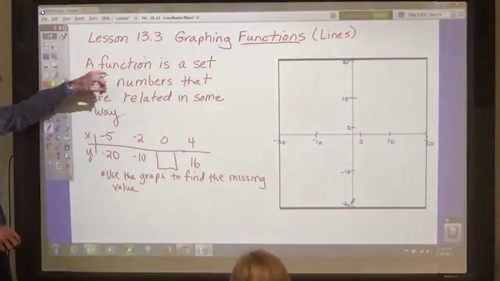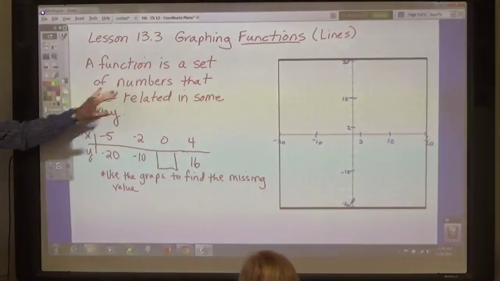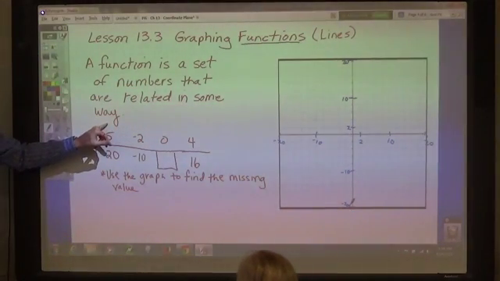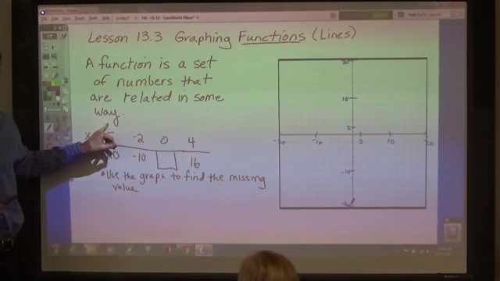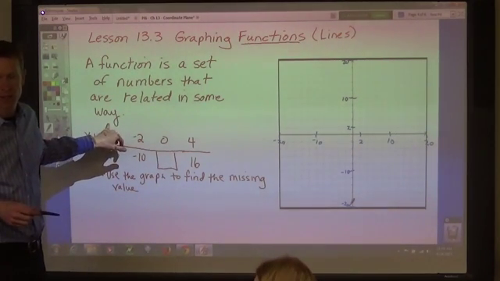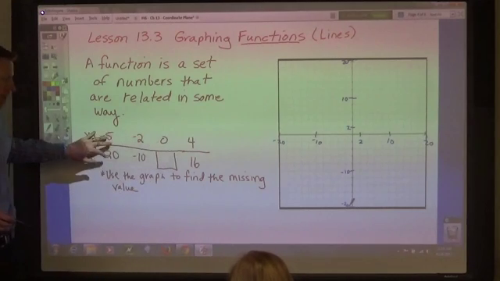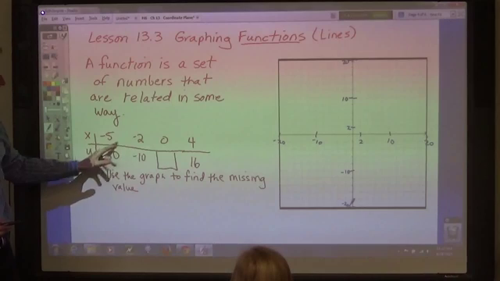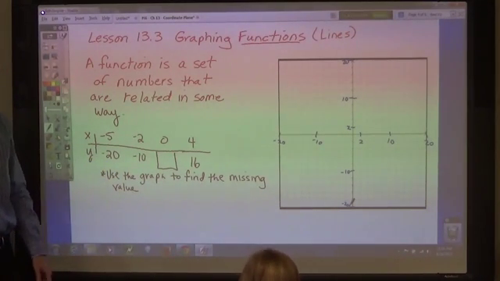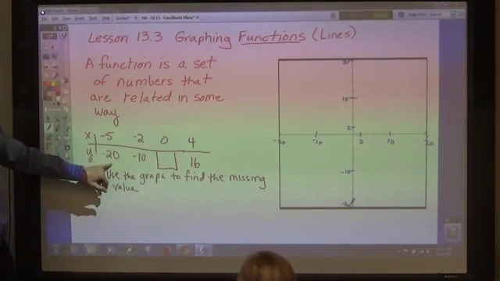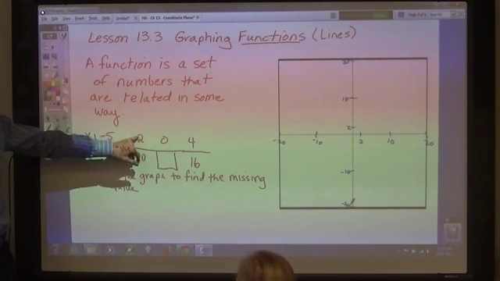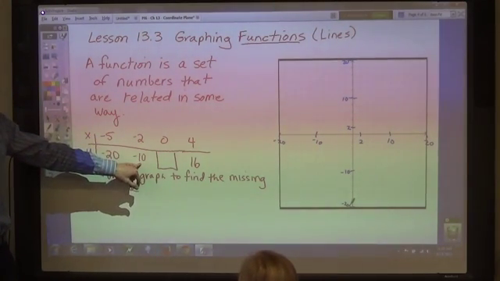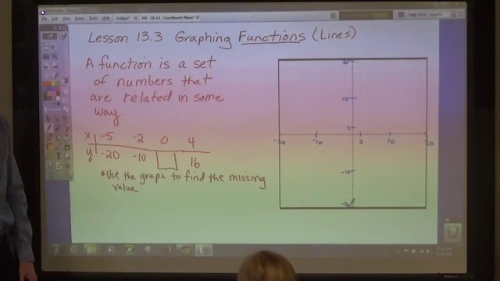What we're going to do is take a function, which is a set of numbers that are related in some way. Yesterday we did a lesson on writing a function rule. These numbers follow a rule. We don't know what the rule is, but we're given the numbers that relate. So -5 relates to -20, -2 relates to -10, and so on. The first thing you need to do is plot these points on a coordinate plane.